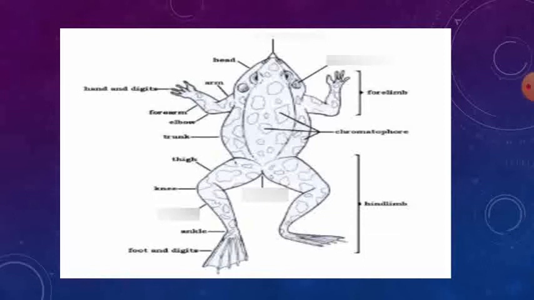So hind limb also consists of three distinct regions, that is proximal thigh, you can see thigh, and the middle shank, and distal foot. And foot in turn again divides into three regions, namely ankle, instep, and toes. So Rana tigrina has 5 toes. So first toe is called as hallux.